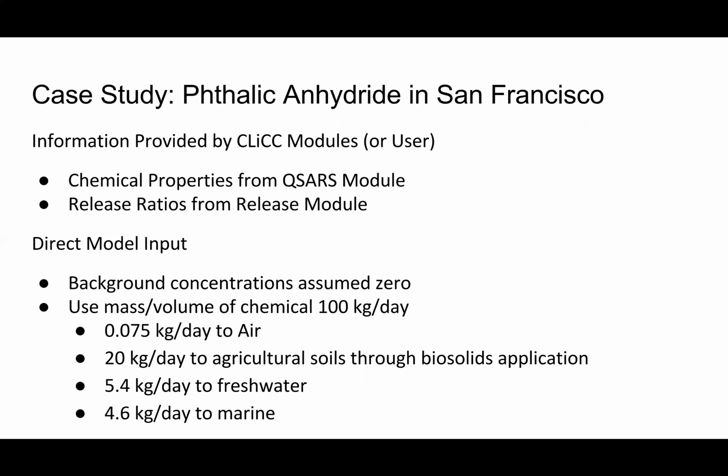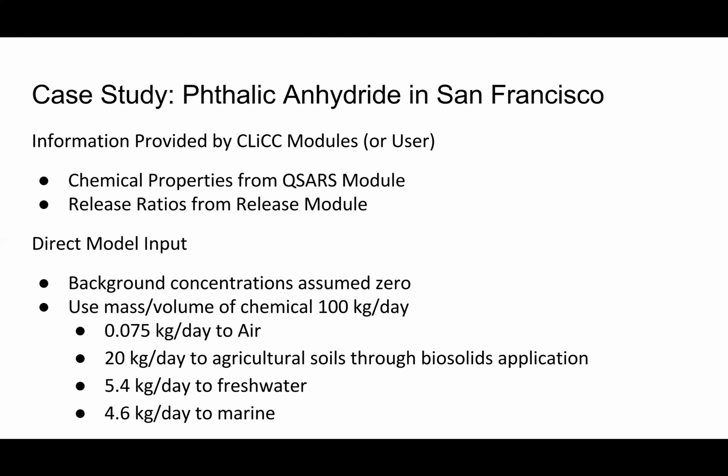So there are a few inputs that are required from the user as far as decisions go. In this case, what we're going to show you is assuming background concentrations of phthalic anhydride start at 0. And we've scaled the total use of phthalic anhydride for the San Francisco Bay to about 100 kilograms per day based on the total global use. And if you remember the release ratios that Dingsheng went over for, I believe it was pathway 2.1, this results in the following direct releases per day to air, agricultural soil, freshwater, and marine water.